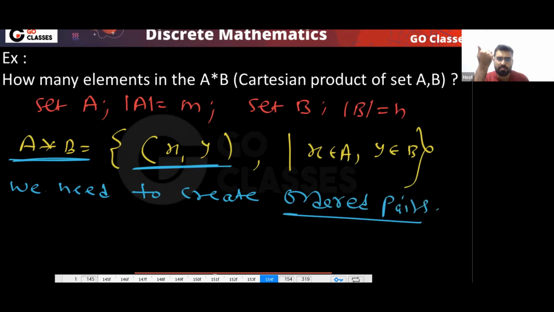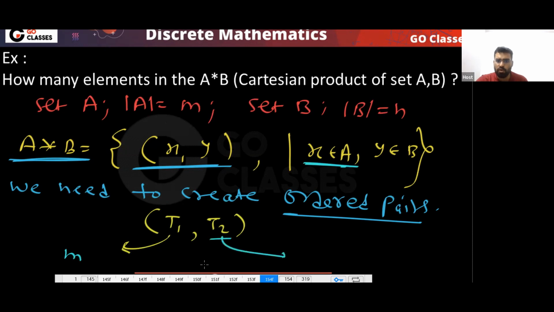This is our task. So you want to create an ordered pair. I can call it task T1, and I can call it task T2. For T1, how many choices? Here I can put any element of A. The first element will come from A. For task T2, I can put any element of B.